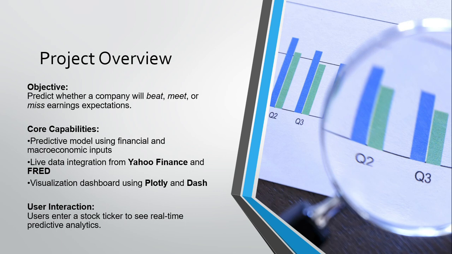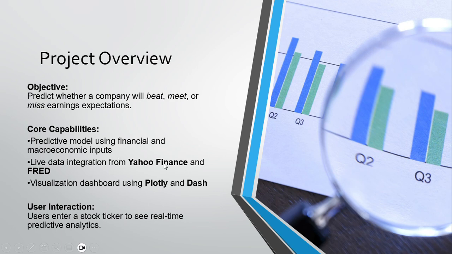So our basic objective is that for any single company that we can lay our hands on, we are predicting whether the company would either beat, meet, or miss its earning expectations. So this is quite important for investors. The core capabilities are that we have a predictive model using financial and macroeconomic inputs. We are getting our data from Yahoo Finance and FRED. These are going to be our live APIs that we're going to be using.